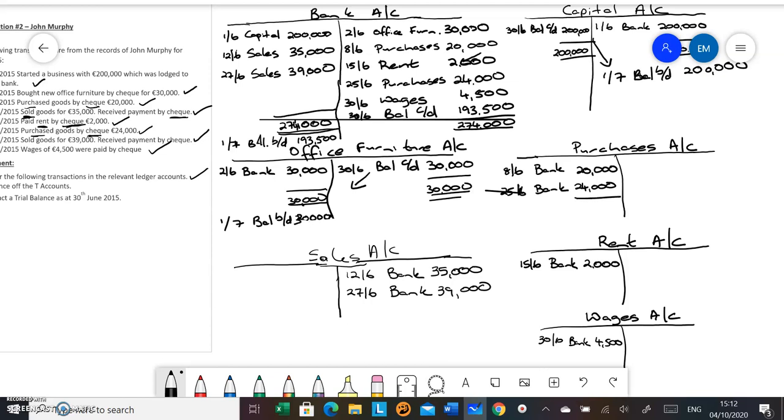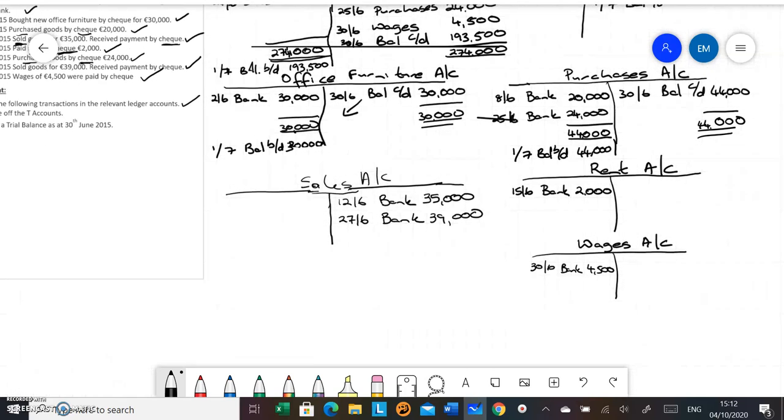Purchases account. The debit side is the largest one at 44,000. So you're going to close it off. Balance carried down. Always make sure to close off your accounts.